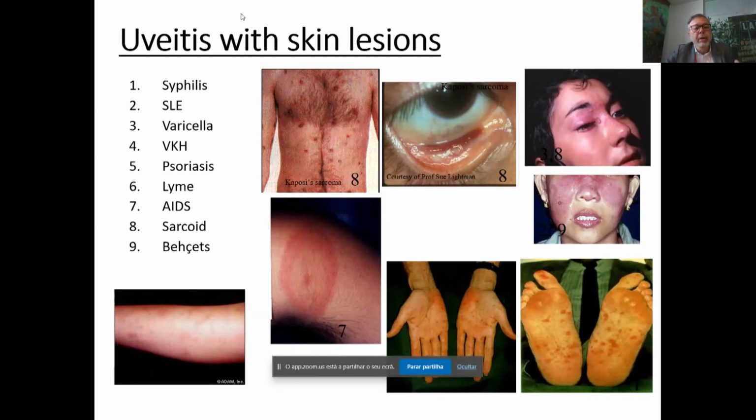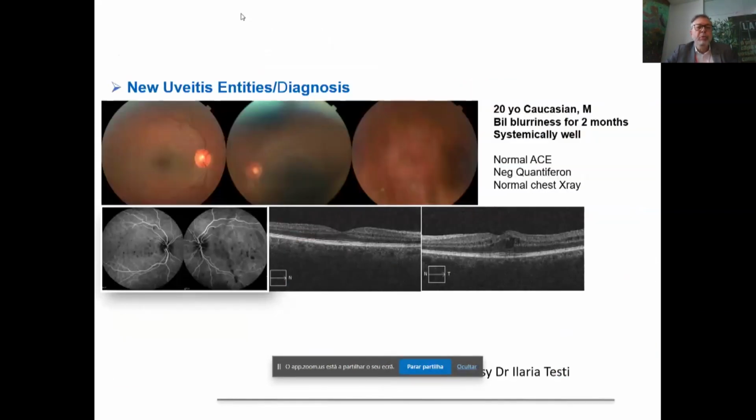But I want to add something else that we saw more recently. It's when patients present with inflammation in the eye. We can see here this individual with choroidal lesions and macular edema.